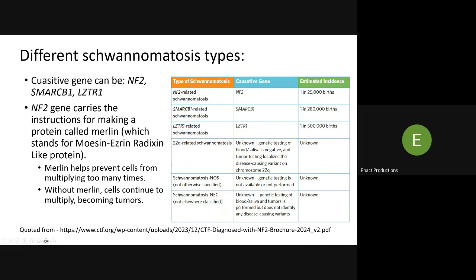So there's also this SMARCB1 pathway, and you can see here the incidence. The more common one for a rare disease is this NF2 schwannomatosis, 1 in 25,000 births, but there are people born with these even rarer alternative versions, the SMARCB related schwannomatosis, LZTR1 related schwannomatosis, and then there's these other ones that are just not well defined.